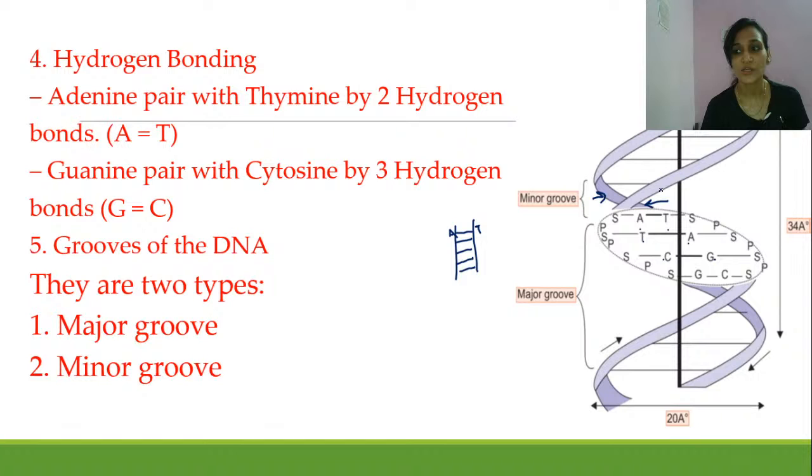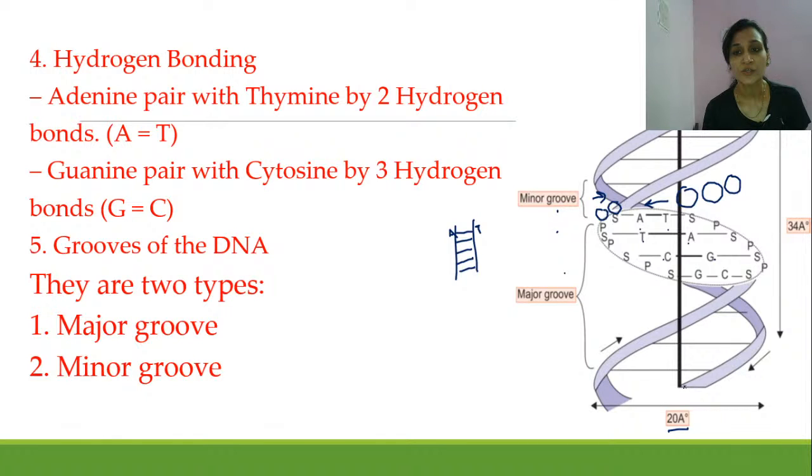Another thing that we should see in this structure is a complete turn. If, for example, it starts from here, it will go like this, and like this. So this is one complete turn, a complete circle, forming in a spring form. How long does this complete circle span? It is 34 angstrom long. And what is the thickness of this genetic material? It is 20 angstrom thick.